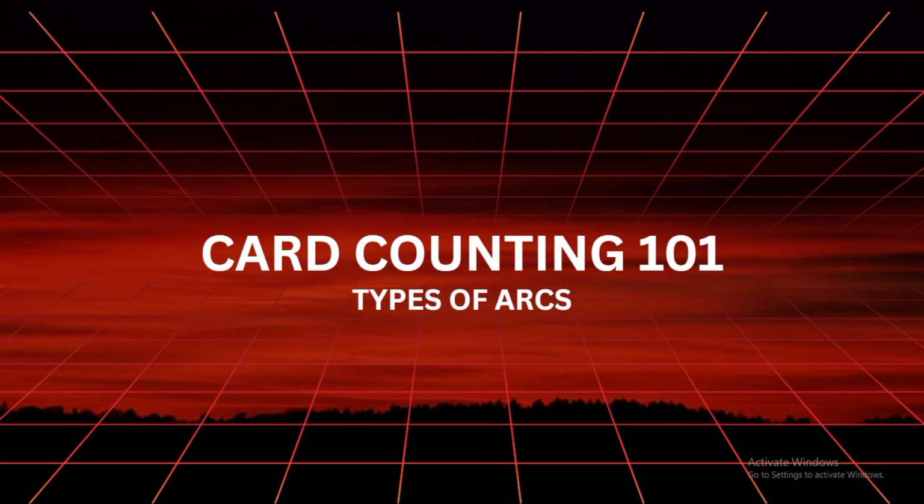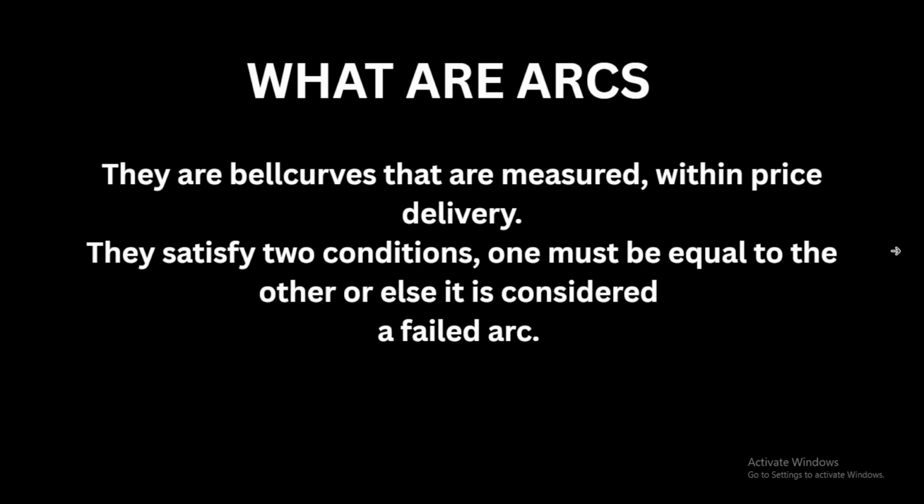Now, this is the true pattern, and the way you see them is by understanding arcs, or bell curves as some might put it. But this is just a very simple introductory video, okay? And what are arcs? They are bell curves that are measured within price delivery, and they basically satisfy two conditions. One must be equal to the other, or else it is considered a failed arc, okay? So there are multiple kinds of arcs, which we'll talk about and see in examples.